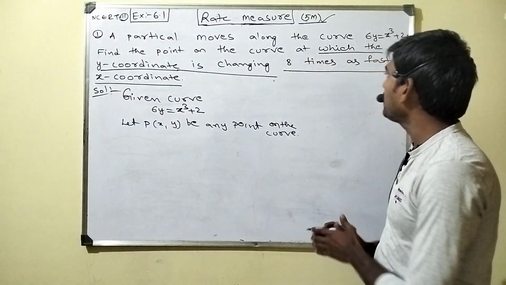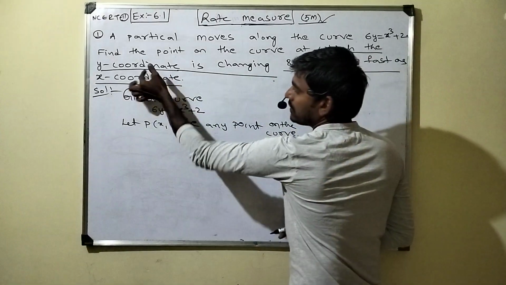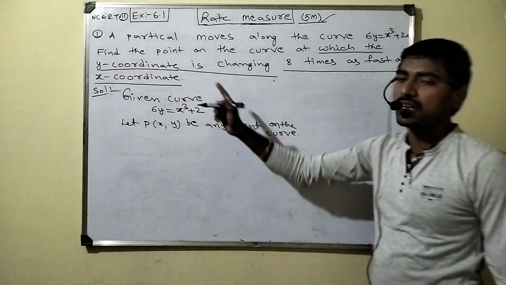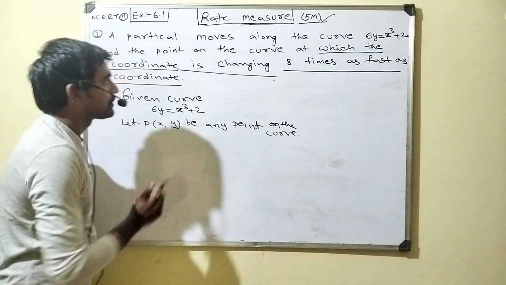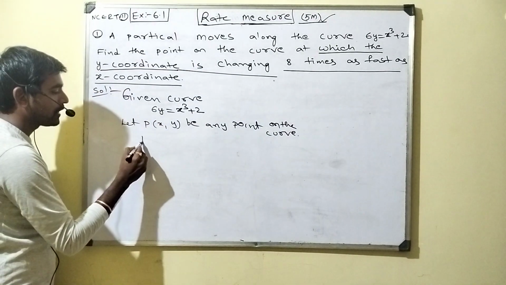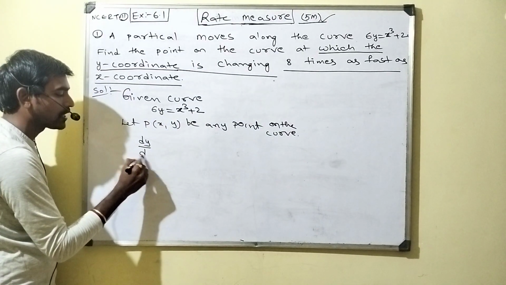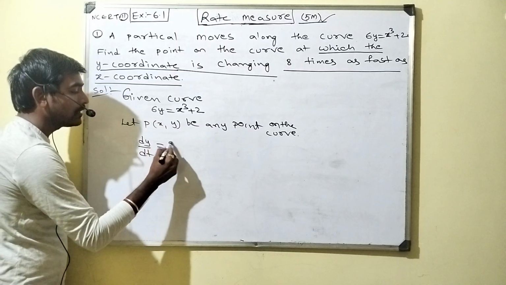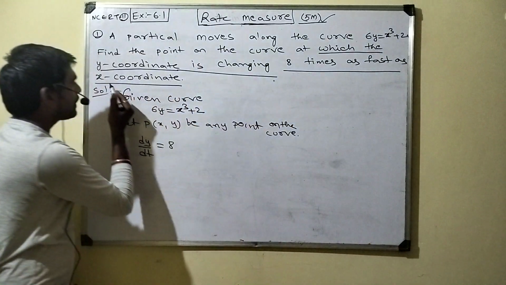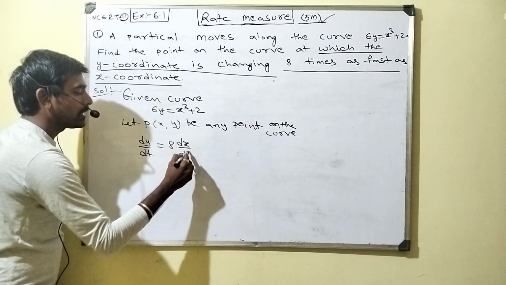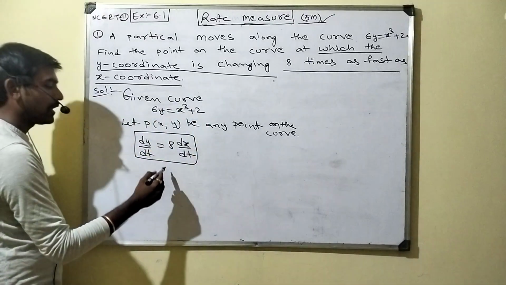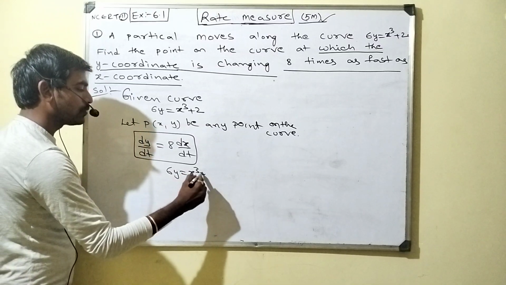So what is the important point? The y coordinate is changing 8 times as fast as the x coordinate. Now let me write the equation for this. The y coordinate is changing 8 times as fast as the x coordinate, so dy by dt is 8 times dx by dt. From the given data I have copied this. And what is the given curve? 6y equal to x cube plus 2.